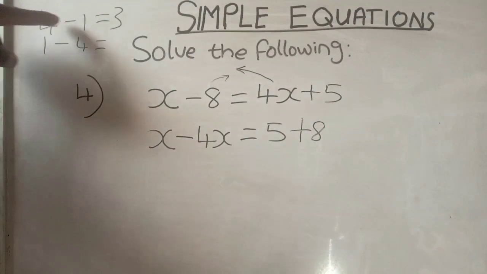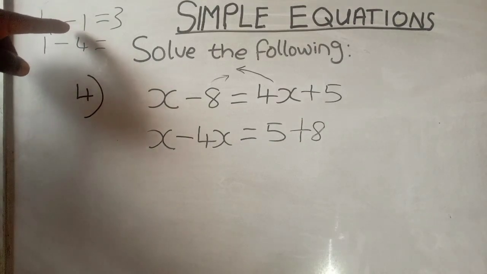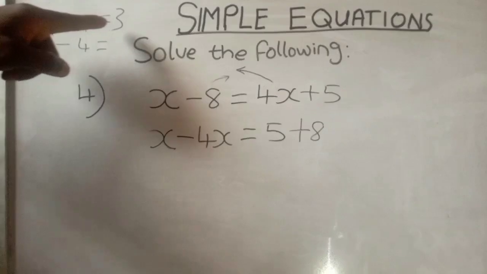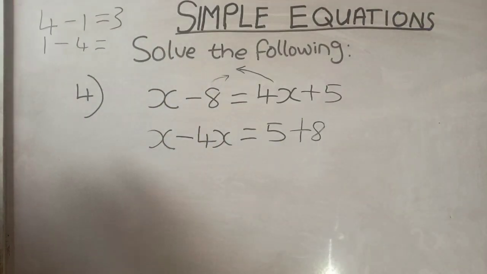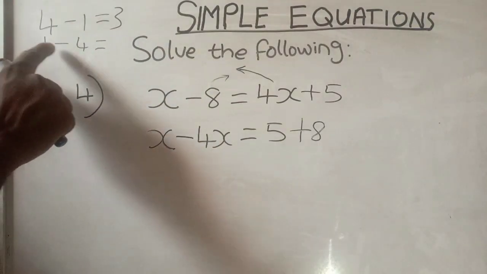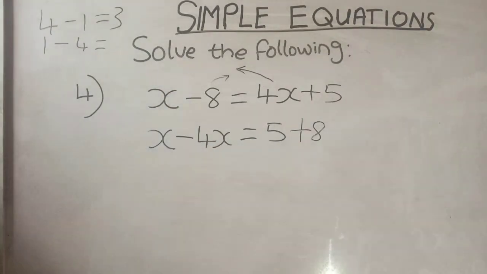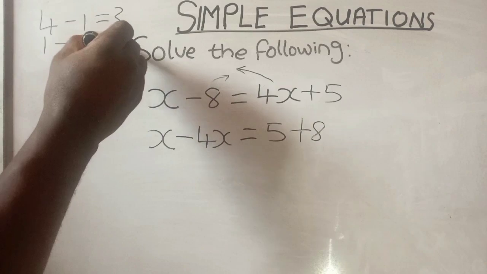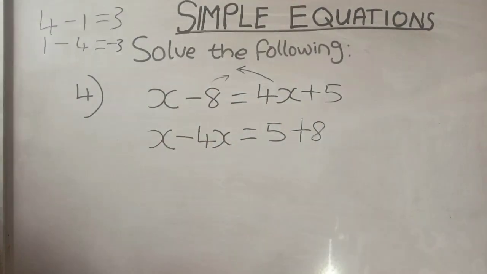You can see this one is a positive difference. Difference in mathematics means minus. So when you have a big number minus a small number, it's going to give you a positive answer. But when you have a small number minus a big number, it's going to give you a negative answer. So in this case, 1 minus 4 will give us minus 3. I hope this is quite clear, because it will help us in the question that we are solving.